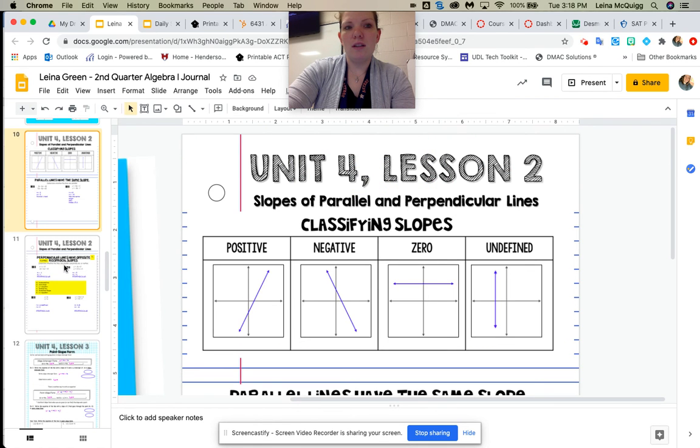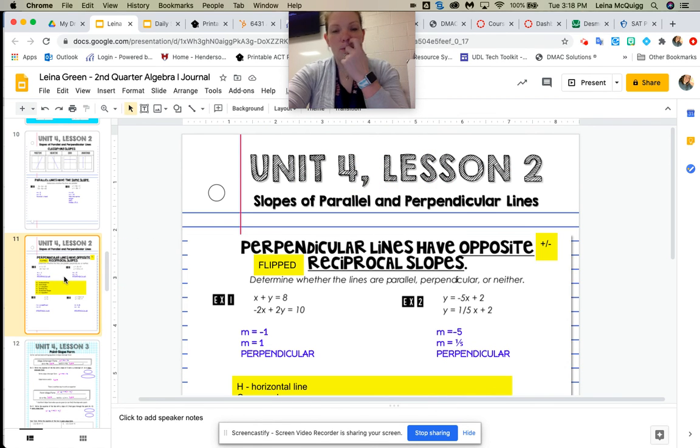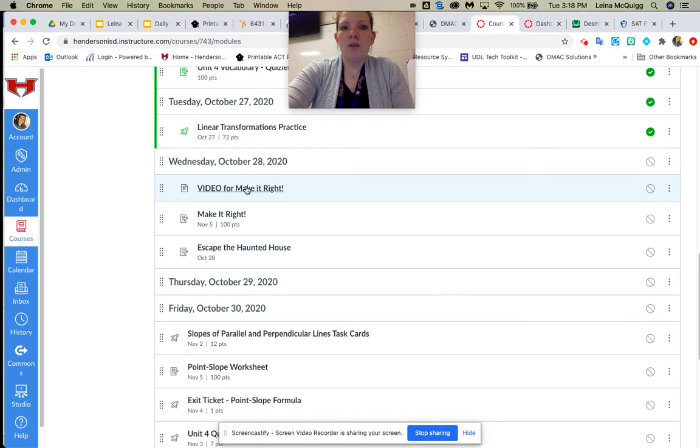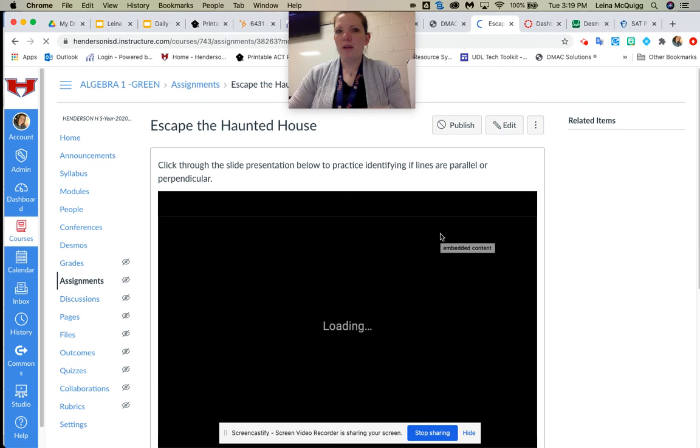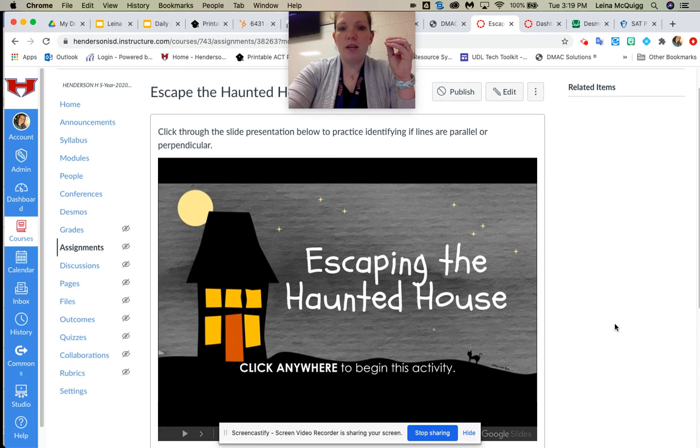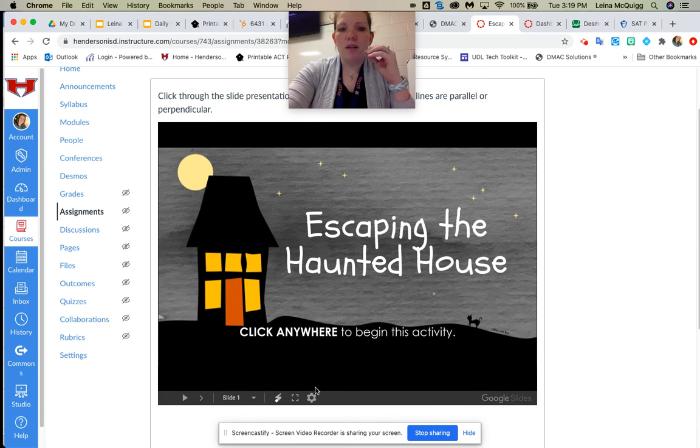Okay, so we are going to talk about this on Tuesday. So there's lesson 2. We'll move on to lesson 3 on Tuesday. On Monday, we're going to do task cards. So there will be an assignment posted for Monday. If you haven't already, you need to make sure you do the Make It Right activity and turn that in. That is going to be your grade. The second thing I want you to do is the Escape the Haunted House. This is just a fun little activity if you haven't already worked through it, a fun way to help you really understand parallel and perpendicular. This is not a grade, but this is just something fun to do.